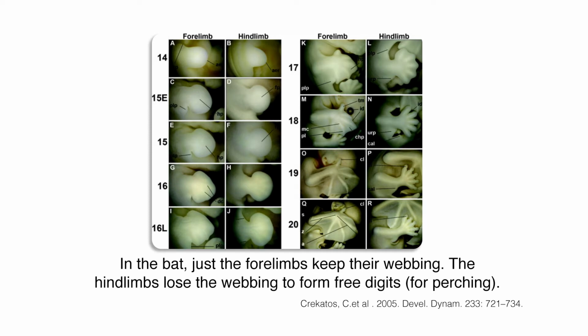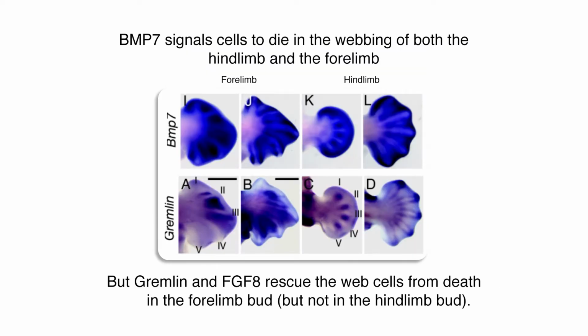What happens is a BMP protein, BMP7, signals the cells to die in the webbing of the bat hind limb and the bat forelimb. But the bat forelimb webbing expresses the genes for gremlin and FGF8, two factors that inhibit BMP signaling and thereby allow the webbing to be retained in the forelimb of the bat, but not in the hind limb. Heterotopies, changes in the cells expressing certain genes, are very important in making evolutionary change.